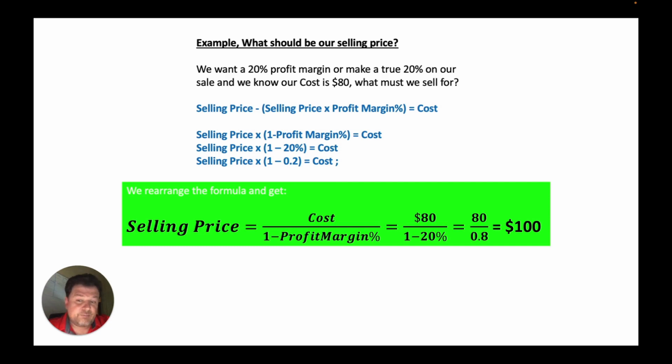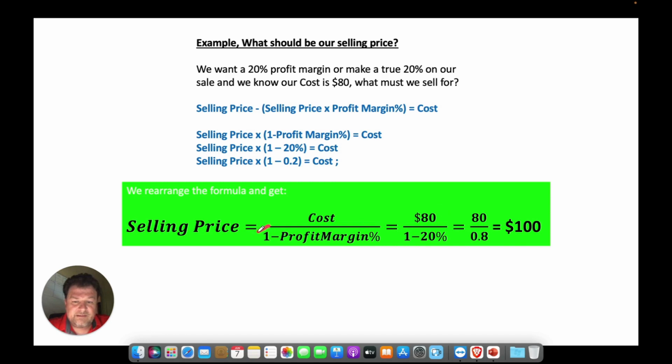The 1 is really 100%, looking over here. This is the 1, but we convert it into a decimal. Remember, our cost is $80. 1 minus, we wanted 20%. 1 minus 20% is 1 minus 0.2, which gives us 0.8. So $80 divided by 0.8 is $100.